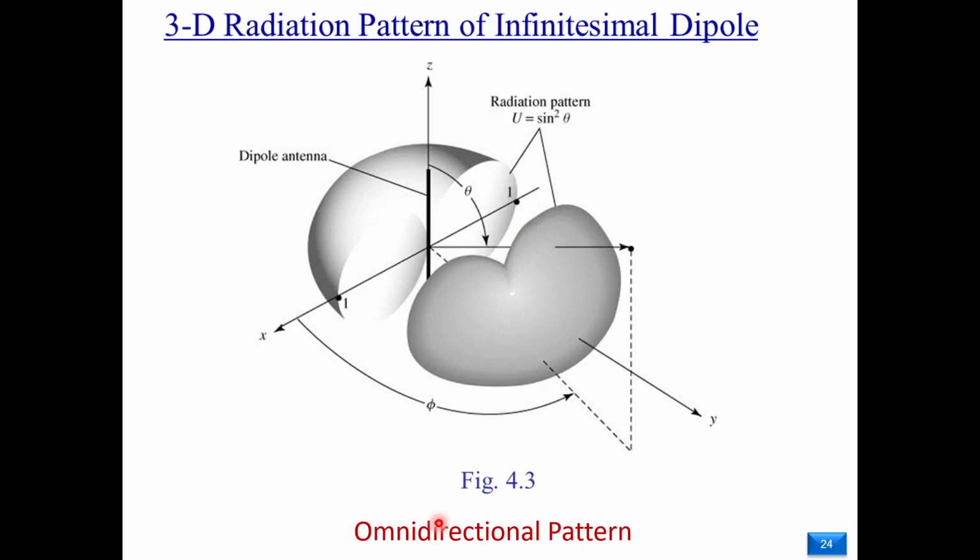So if we draw the radiation pattern for this infinitesimally short dipole, we'll find that it's omnidirectional. In phi it is uniform, but it has the sine square theta in the theta direction, or in the elevation. So in azimuth it is uniform, in elevation it is sine square theta.